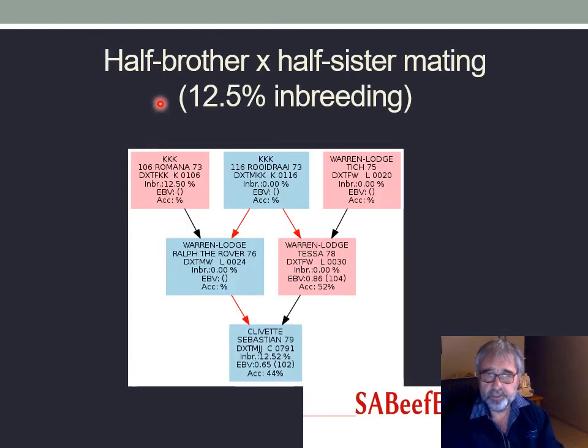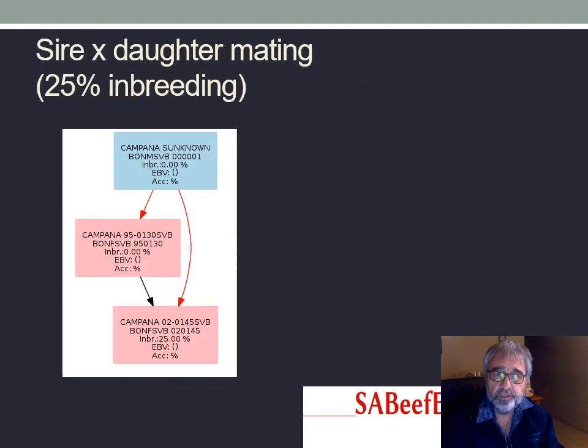Another example is half-brother, half-sister matings. You can see here you have a bull that we used, and they are related. So in this case, it's a sire of a grandsire and of the dam and the sire, and you end up with an inbreeding coefficient of 12.5% in the progeny, which is basically double what should be allowed in terms of inbreeding coefficient.